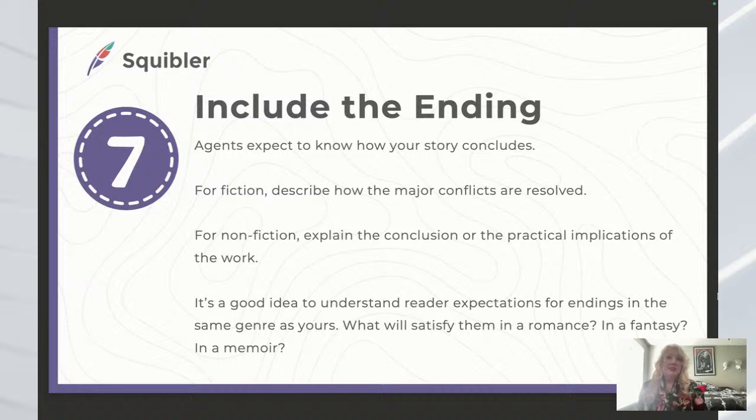It's a good idea also to understand your reader expectations for endings in the same genre as yours. So what's going to satisfy readers of a romance? What's going to satisfy readers of a fantasy, or the people who like reading memoirs? What do they expect to get out of them by the time they have finished reading a book? That will help you think about how you can pitch your book to an agent or publisher and how you're going to write about your ending.